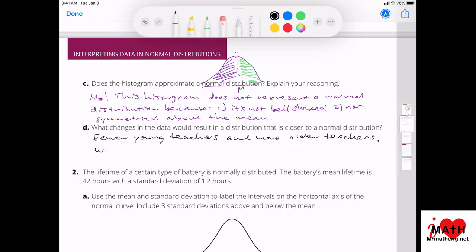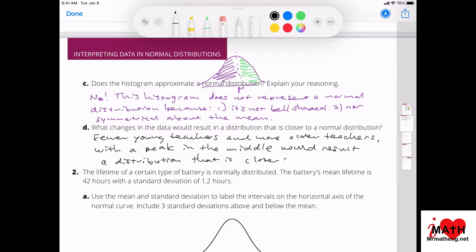And where do we want the most of them to be? With a peak, kind of like the mountain, the highest point, in the middle, would result in a distribution or a graph. In statistics, we call these distributions. A distribution that is closer, and what do we want? To a normal distribution. Okay, so that was question number one.